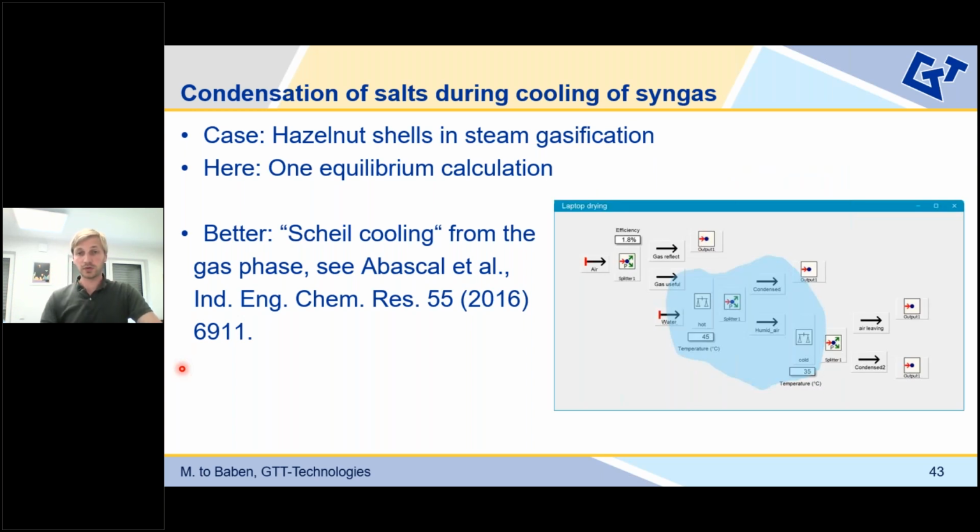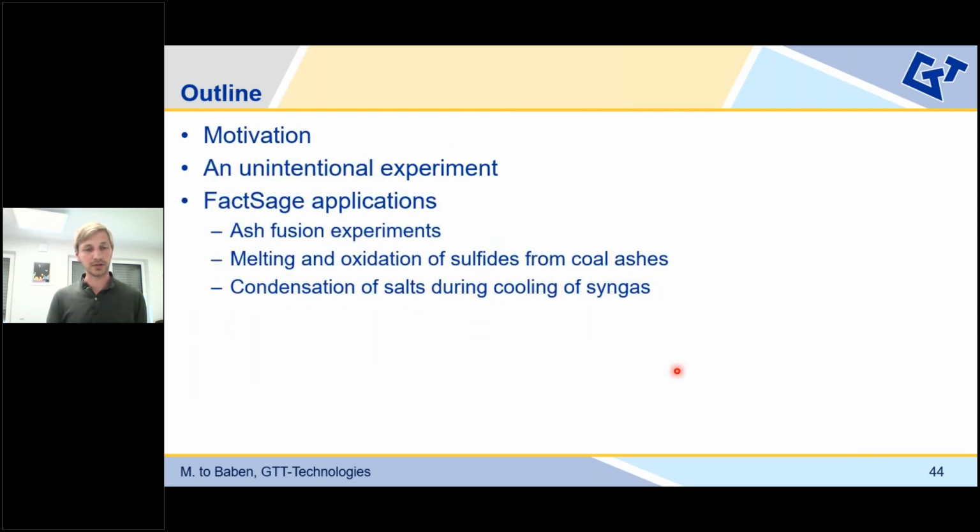Okay, so this was actually also one application where we have this change in temperature from the process model that I introduced earlier from the laptop dryer. All right, so I hope I was able to show you that this unintentional experiment and the thermodynamic analysis of it is actually helpful to set realistic gas atmosphere conditions for coal combustion and also for biomass combustion and gasification applications.